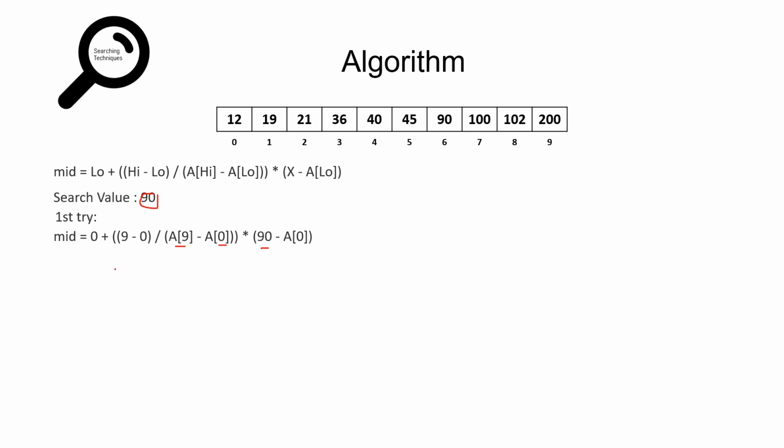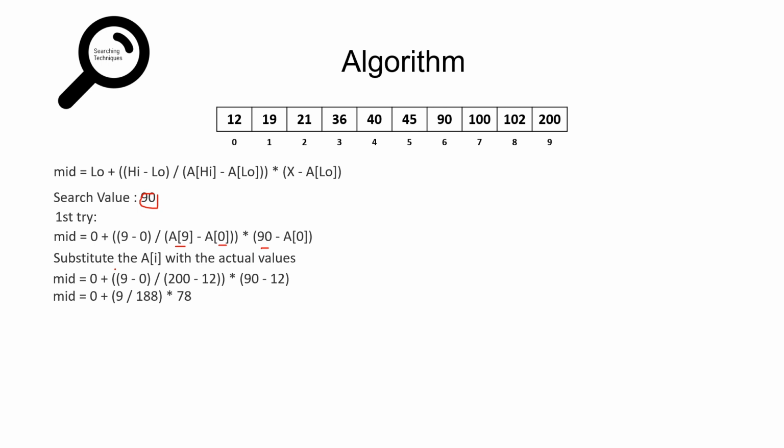So, what's the next step? Substitute natin yung a index of I with the actual values. So, we have 0 plus 9 minus 0 divided by 200 minus 12. Then multiply by 90 minus 12. Okay? The result will be this. It's 9, since 9 minus 0 is 9, divided by 200 minus 12 is 188, multiplied by 78, kasi 90 minus 12 is 78.